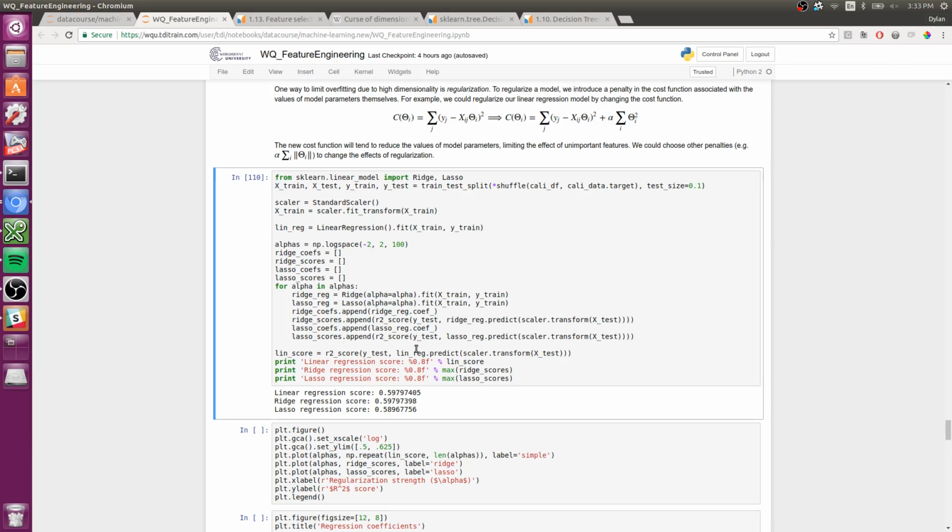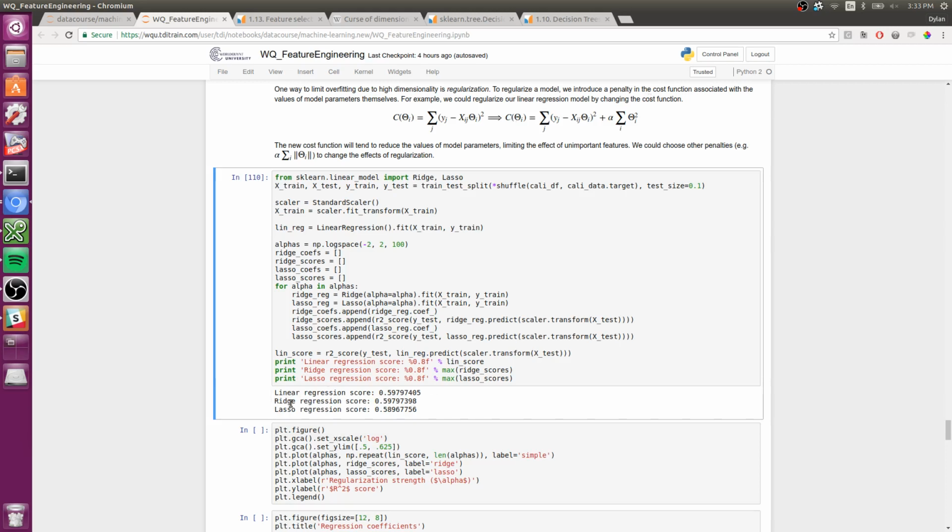But regularization won't always make a dramatic improvement in our model, and in fact, sometimes it can negatively impact our model. So here, in fact, the regularized models, Ridge and Lasso, score lower than the ordinary linear regression. But often regularization can help us.